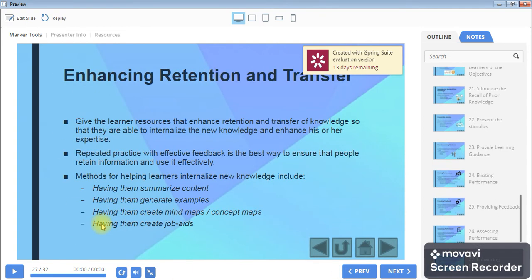The final event is enhancing retention and transfer. Here we give the learners resources that enhance retention and transfer of knowledge so that they are able to internalize the knowledge and enhance their expertise. Repeated practice with effective feedback is the best way to ensure that people retain information and use it effectively. So methods are having them summarize the content, generate examples, create mind maps or concept maps, or create job aids. Whatever they have to apply in the situation or can help them recall whatever they have studied.